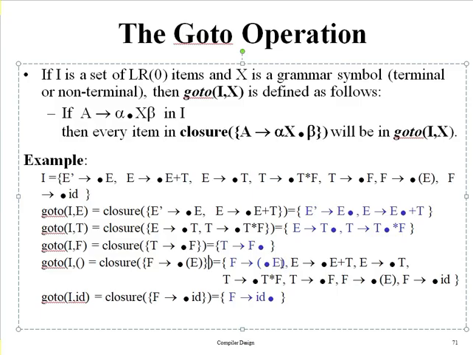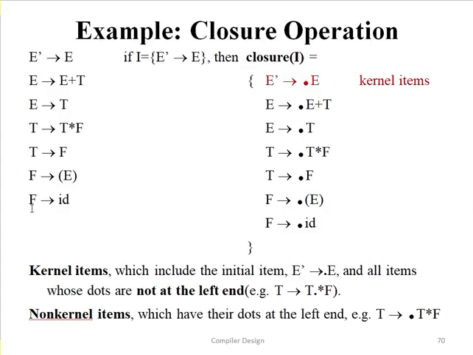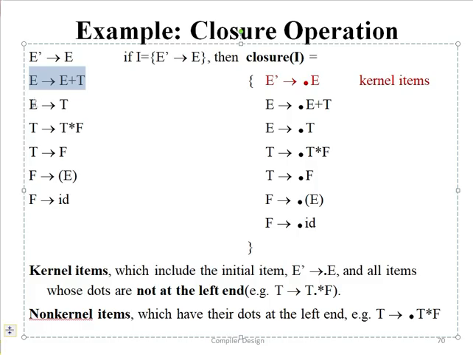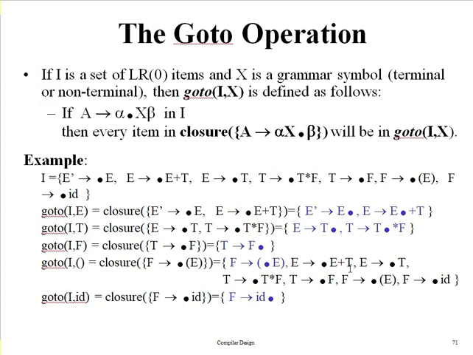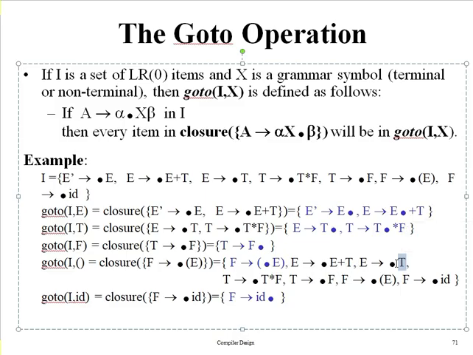Here, as E is a non-terminal appearing after the dot, we should go to the original grammar and add all production rules of E. So we have E derives dot E plus T and E derives dot T, and again we have T after the dot, so we add all production rules of T. After the dot again we have F, so we add all production rules of F. What we have to keep in mind is that whenever we add a new production rule into the set because of a non-terminal after a dot, we should start again from the left end.